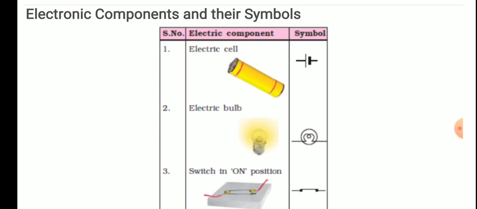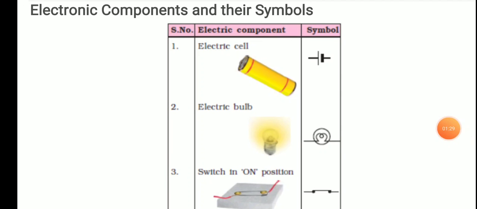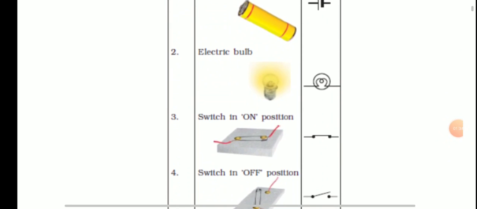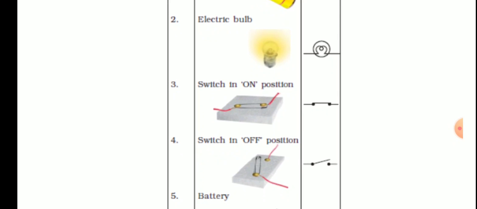Next is the electric bulb. In a circuit, the electric bulb is represented by the following symbol. Third and fourth are when the circuit is on or off. You can see when the two ends of the wire are connected, it is said to be in switch on position, and when these are not connected, or you can say when it is opened, it is said to be in off position. So this is the name given to closed and open circuit.